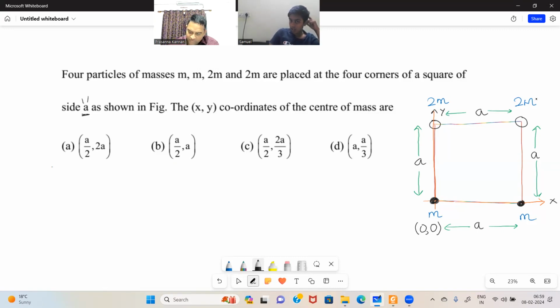Now, on the x-axis at a distance of a units, what will be the point? Not m, m is mass. Why are you mixing up mass and distance? What is the distance here? A. If you move on the x-axis by a units, what will be the coordinate? A, comma 0. Very good. Okay, now tell me, what will be the location of this mass? What will be the location of this 2m?